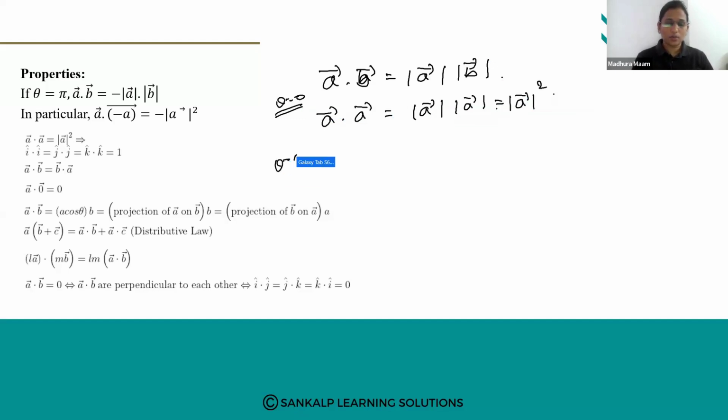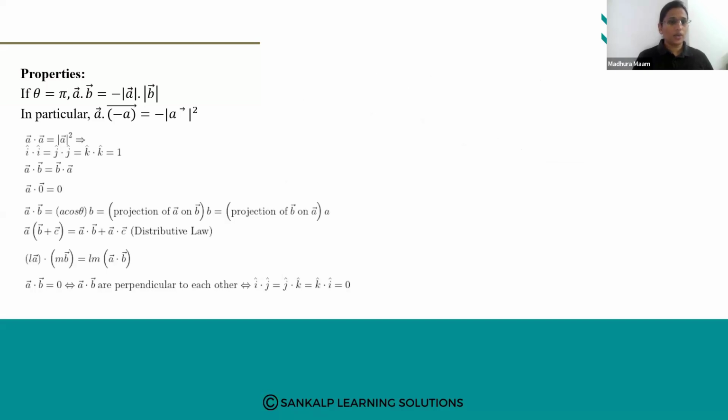Similarly, if theta equals pi, for the same vector, this is magnitude of minus A square. So these are certain results you have to write directly. So that is the third point: A into A is magnitude of A square. Next, certain values. These are again very important.